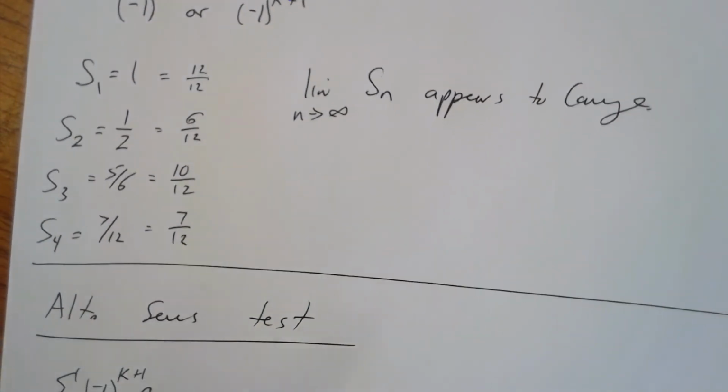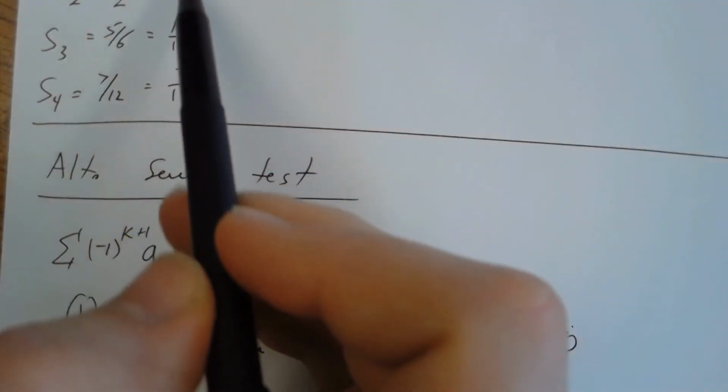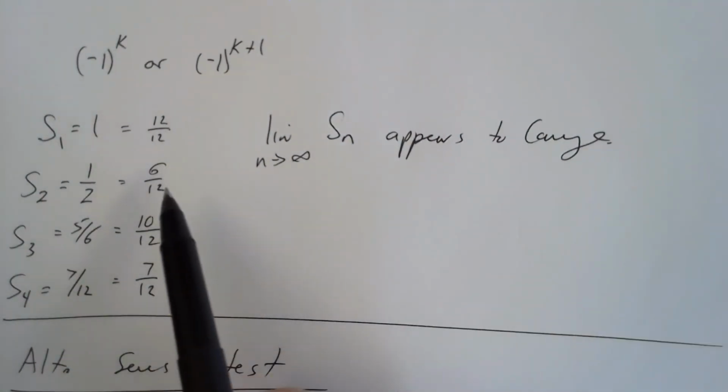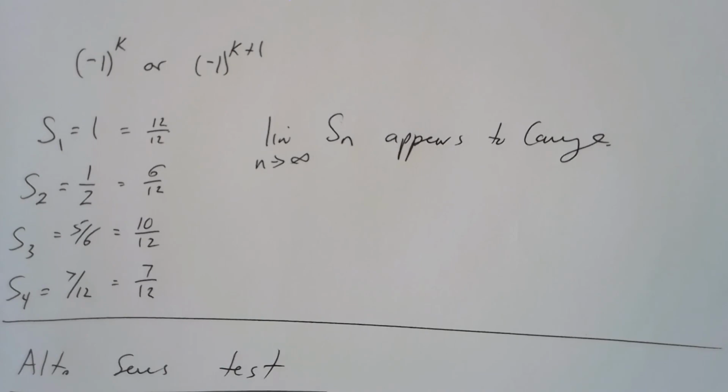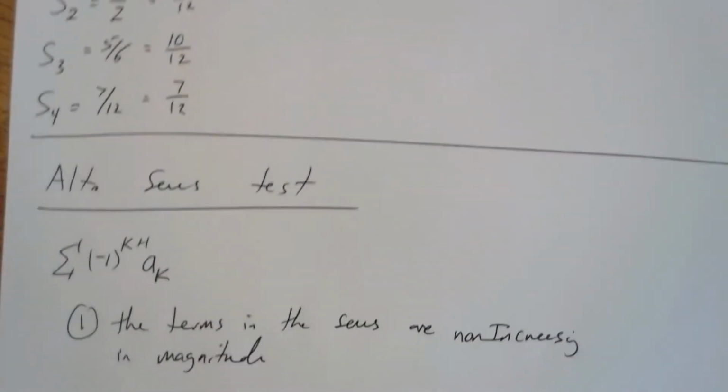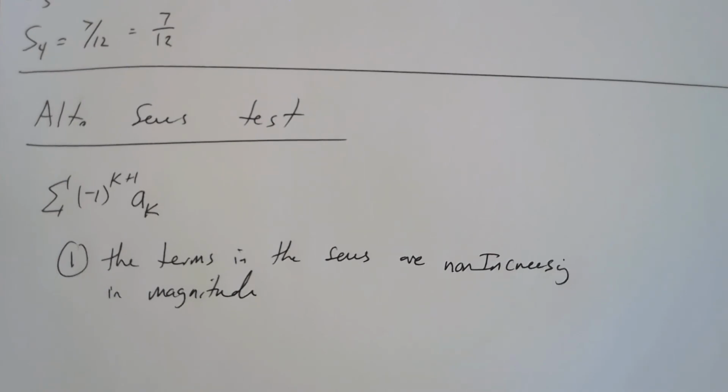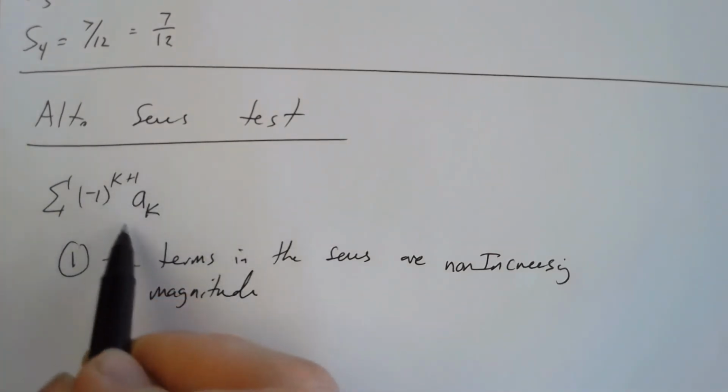So again, technically we can have an alternating series where these things aren't decreasing in value. So it goes 12 and then it goes up to 13 and then it goes down to 10 and then it goes up to say 14, and these are obviously not decreasing in value. They are increasing in value based on magnitudes. So again, we're talking about the terms of a sub k.